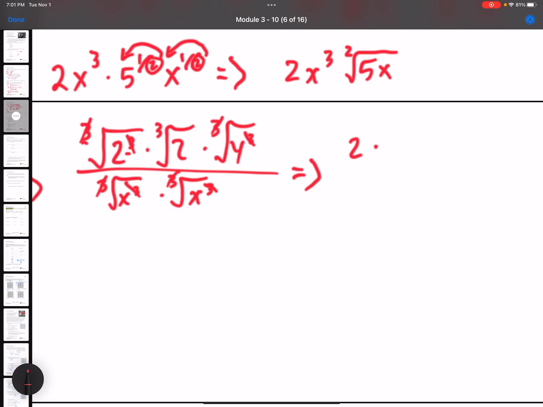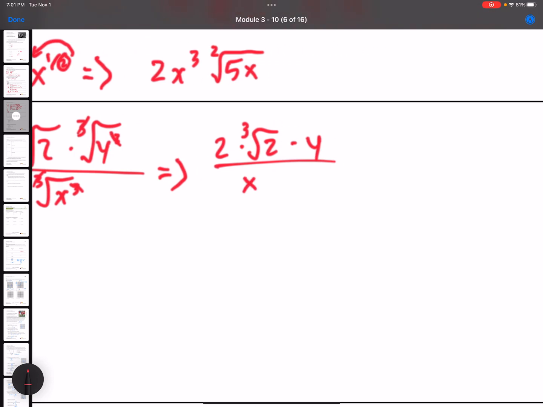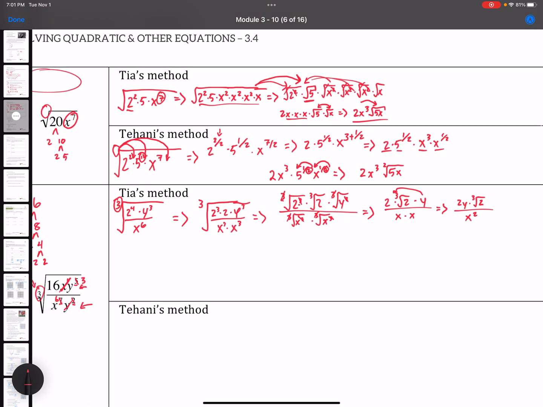So I've got 2 times the cubed root of 2 times y. Ooh, I should bring that up to the front. I'll bring that up to the front on the next time I write this down. All over x times x. So when I simplify, I'll bring that y out to the front so I can see that it's 2y outside of the radical times the cubed root of 2 all over, when I simplify x times x, it is x squared. Okay? It looked daunting, but it's really not so bad.